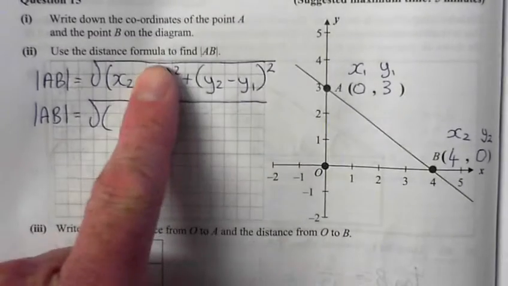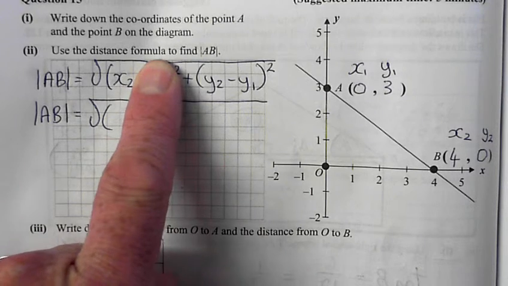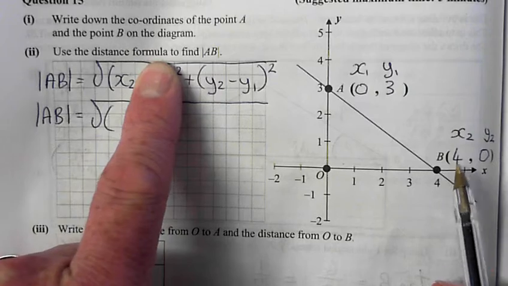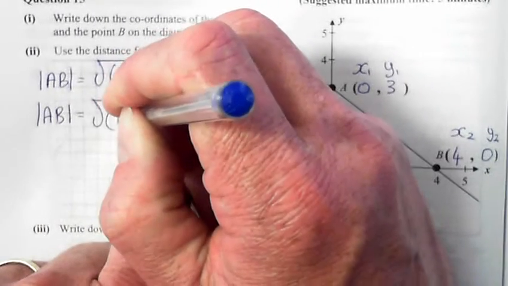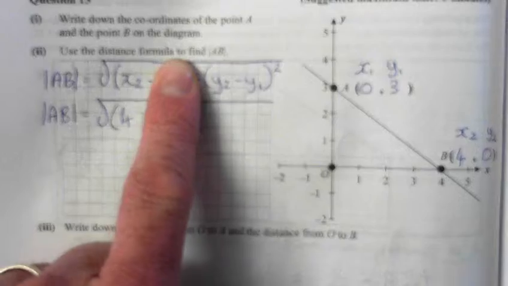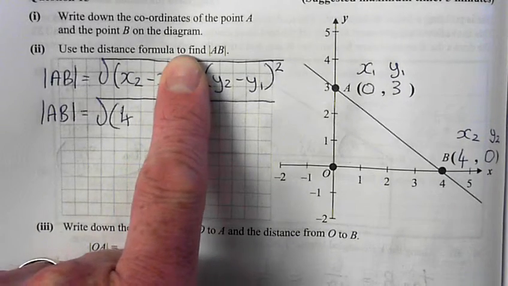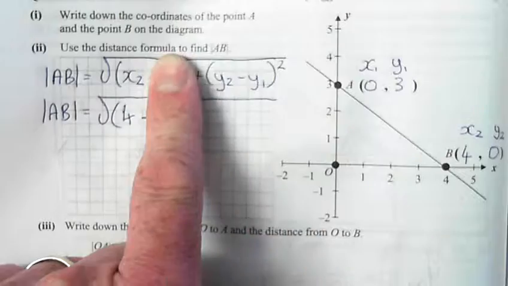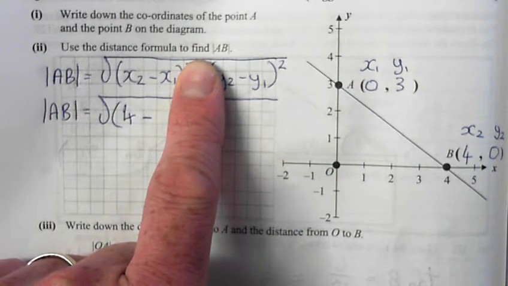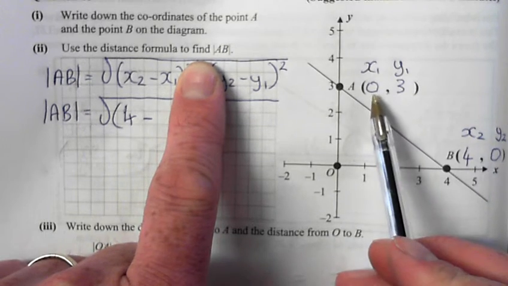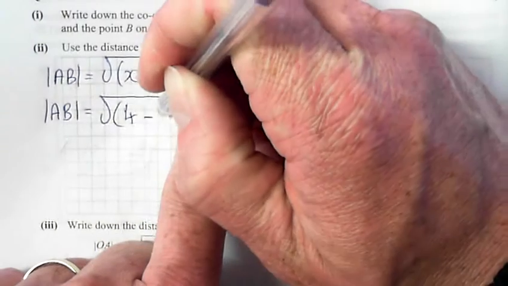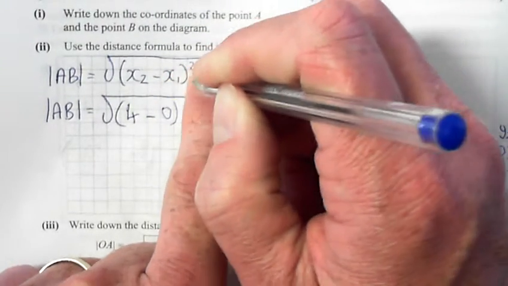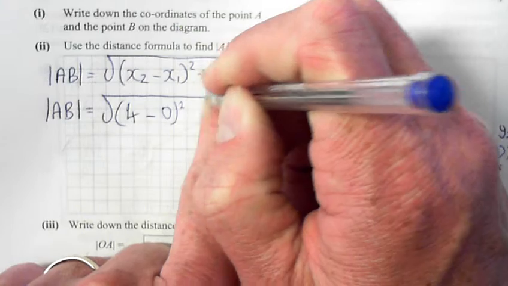What's the first thing I need to write in or replace in the equation? x2. What is x2? 4. So I replace x2 with 4. What's the next thing? If I move my finger along, what do I see next? Minus. So I write that down. Now the next thing is x1, which is 0. The next thing is the brackets. The next thing is the squared. The next thing is the plus.